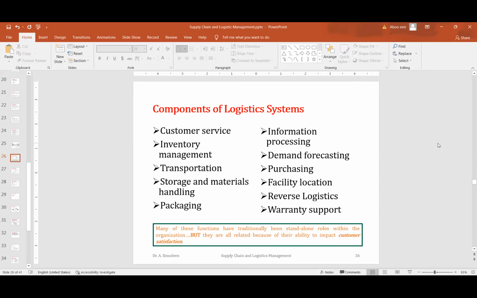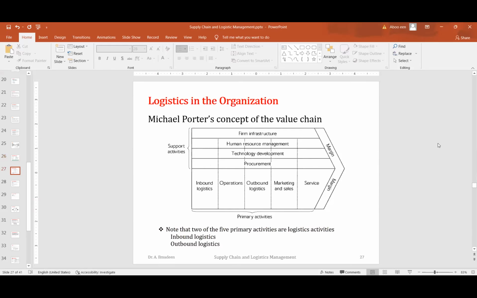So, components of logistics systems. Now you see the previous value chain model, Michael Porter's value chain. Ultimately, when we are creating value, we want to enjoy the profit margin from the value. Value means that, in addition to our product cost, we want to create value.